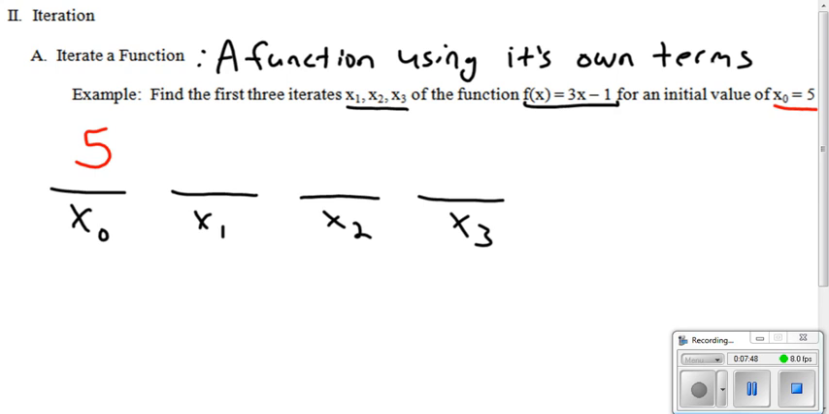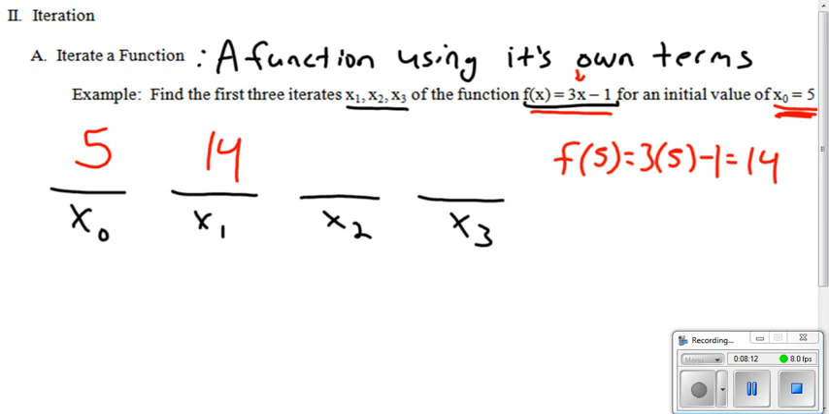Then to find our next one, we have to plug it back into our formula. So we would say the next piece is going to be f of 5 equals 3 times 5 minus 1. So we're just plugging our 5 from here into our formula. 3 times 5 is 15, minus 1 is 14. So 14 is going to be our next term here. Next, we would be looking for f of 14 as our third term. So we'd say 3 times 14, then minus 1. 3 times 14 is 42, then minus 1 becomes 41.